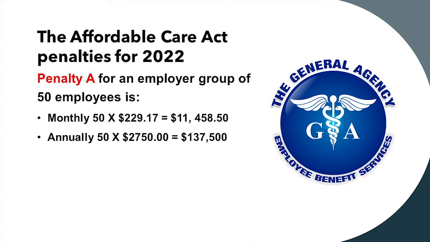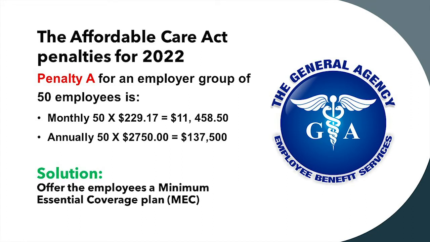Now keep in mind, these penalties are per employee per month. So if a group has 50 employees, you would multiply 50 times $229.17, which would give you a monthly fine of $11,458.50. And annually, 50 employees would be fined on penalty A for $137,500 for the year.